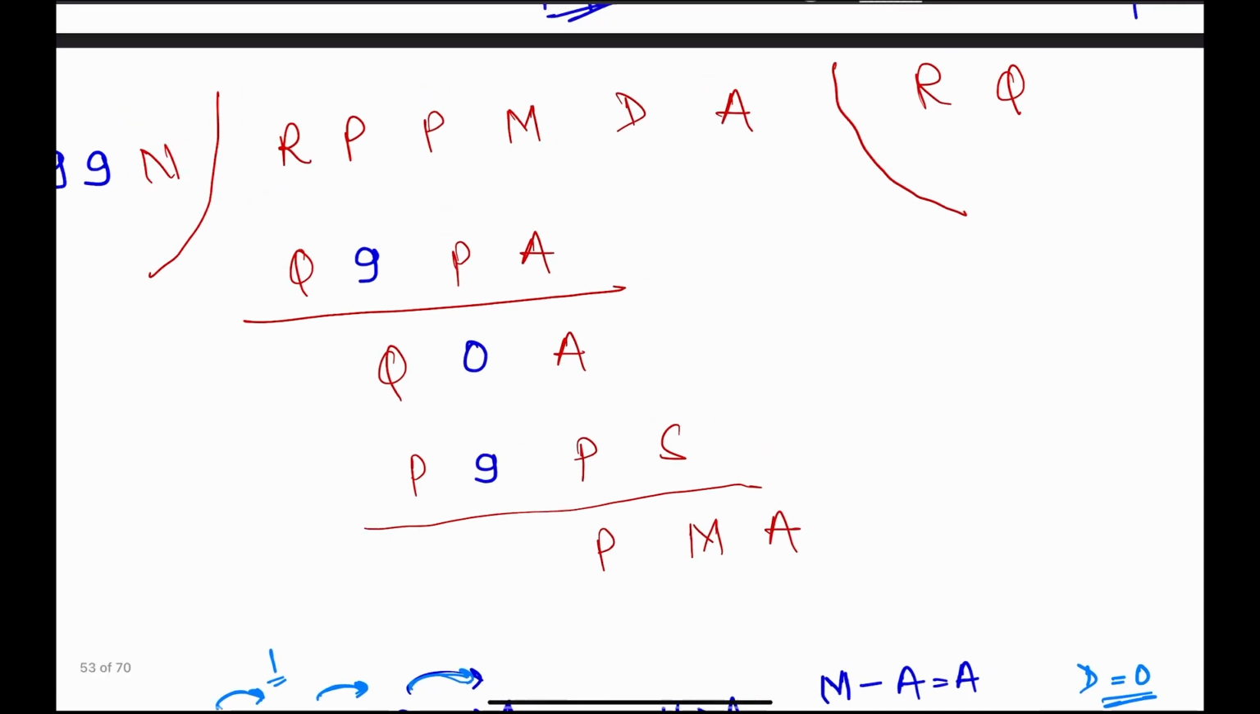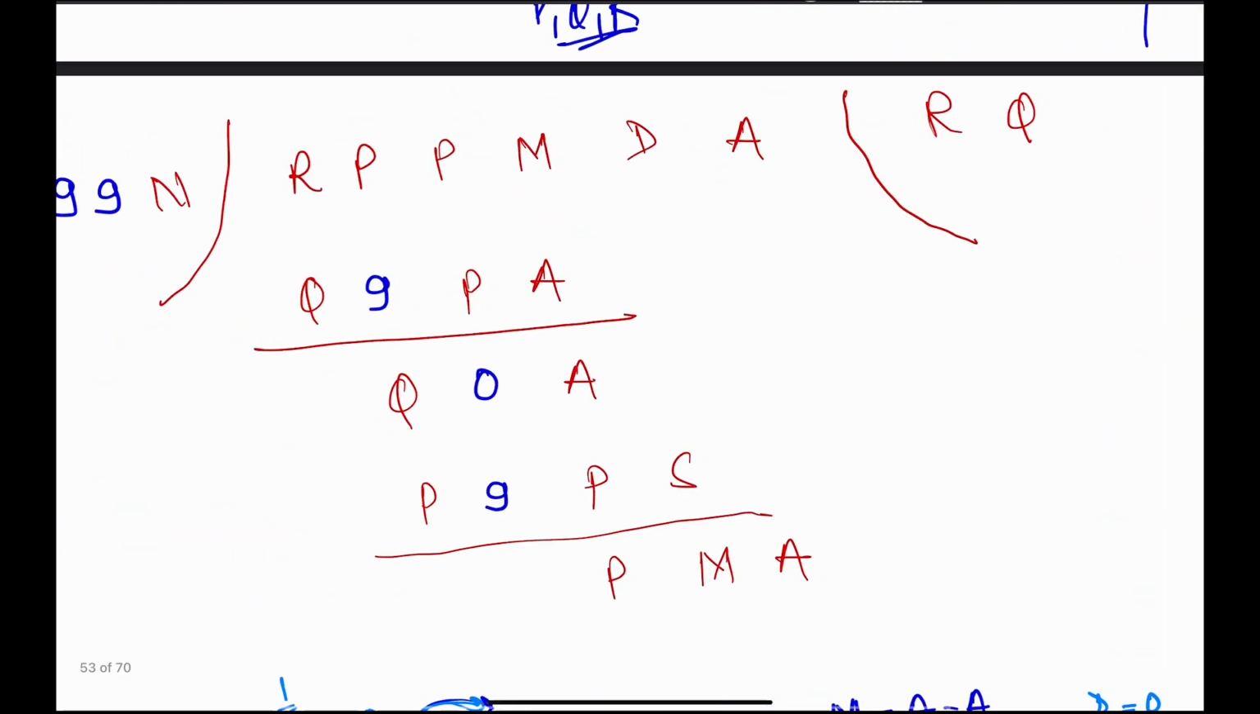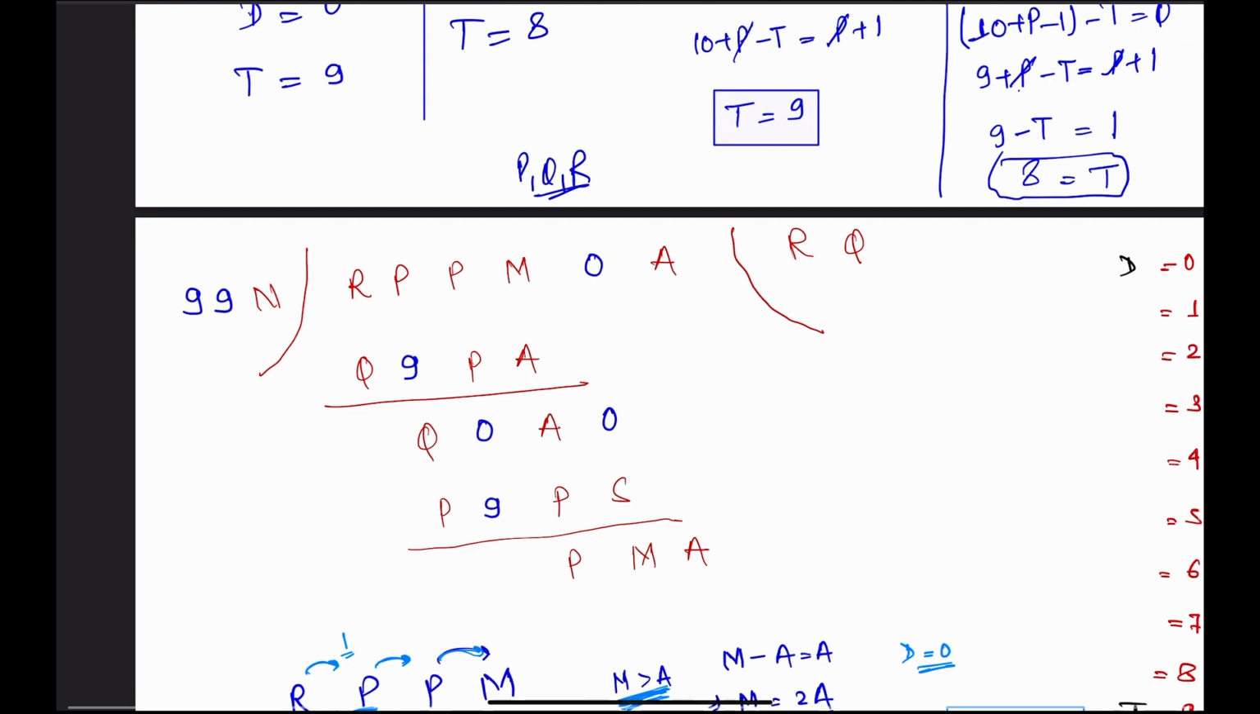D will be how much? D is how much? 0. Okay, so my D is becoming 0, and here also D is becoming 0. So as of now this much is done.